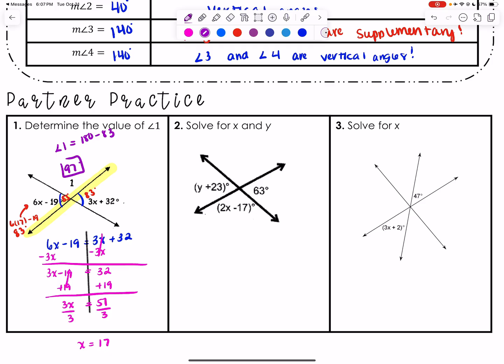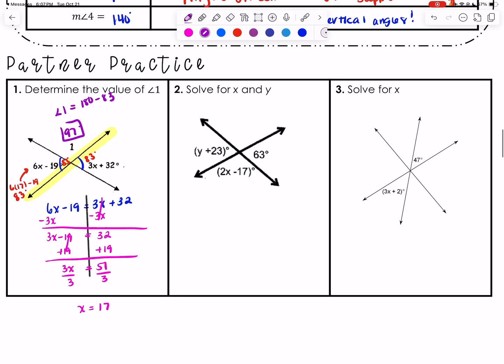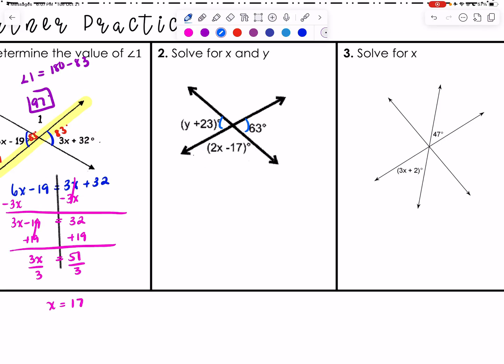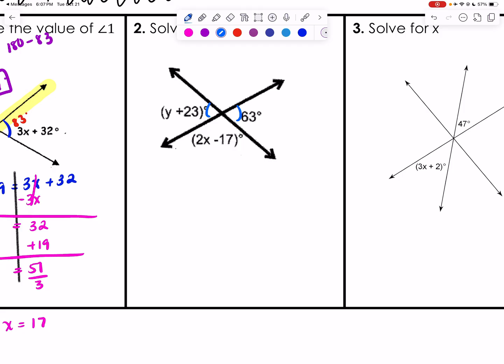Now, let's look at question number 2. In question number 2, I still have my vertical angles. It says to solve for x and y. So if I look right here, these two angles are vertical with each other. So I'm going to set those equal to each other. So I'm going to do y plus 23 equals 63. And it becomes a one-stepper. Holy moly, it's an easy equation. I just subtract 23 from both sides. And I get y is equal to 40.